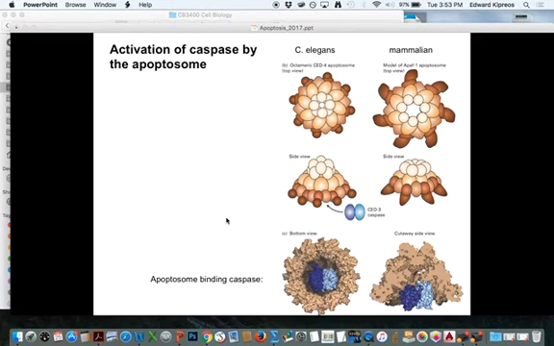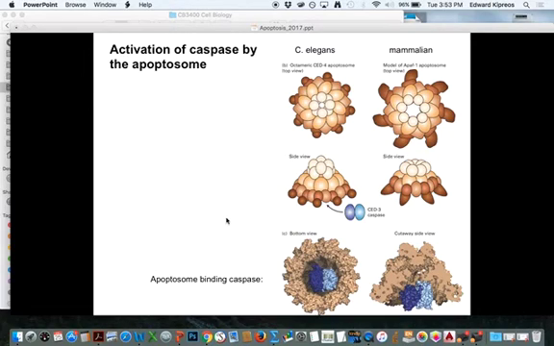Like if you look at this one from this direction, it's got a cavity, and in the cavity is where the 2 caspase 9s sit. Being in that cavity activates caspase 9. Okay, so remember, this whole thing could only assemble because cytochrome C was released, and then when cytochrome C is released, now it assembles, and now it can bind 2 caspase 9 to activate them.